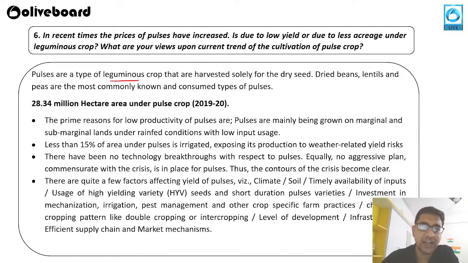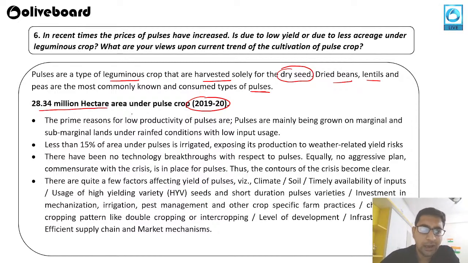Pulses are a type of leguminous crop. They are harvested solely for the dry seed. Okay, dried beans, lentils, peas, these are the most commonly used and consumed types of pulses in the market. Okay, so around 2019-20, 28.34 million hectares was under pulse cultivation.